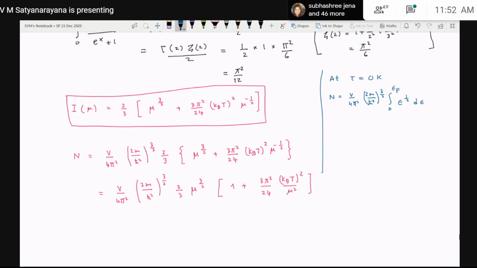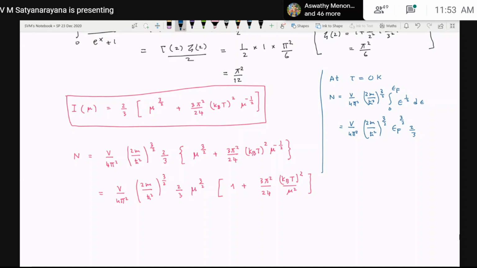Is that correct? That will be our n at the zero temperature result. So that is equal to V divided by 4 pi square into (2m by h bar square) to the power 3 by 2 into epsilon f to the power 3 by 2 into 2 by 3. Correct. So this is our n, and the number of electrons, our number of fermions, is not going to change.